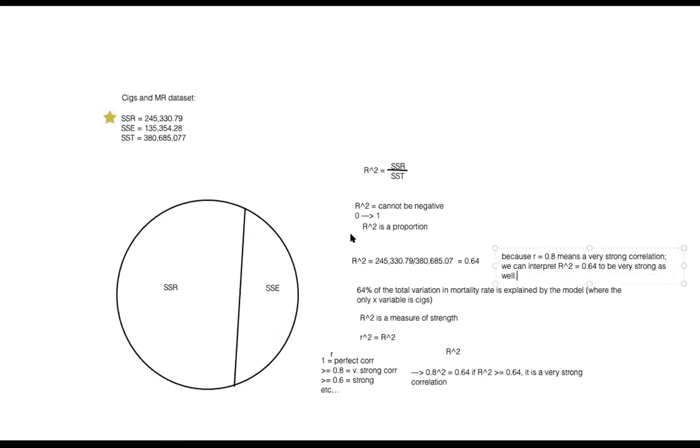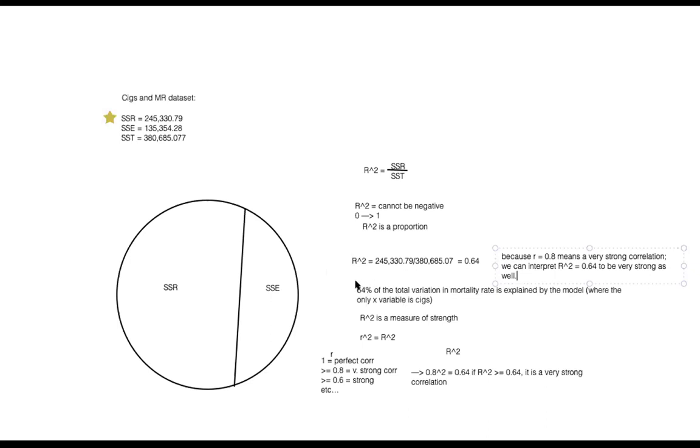Okay, so two interpretations, two things you need to include in your interpretations for R squared. This is the most important thing. Include how much of the total variation in Y is explained by X. 64% of the total variation in Y is explained by our X variable. But of course, don't just leave it at X and Y. Include all of that variable information.